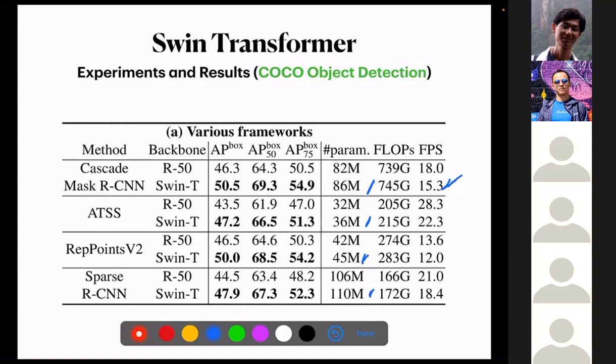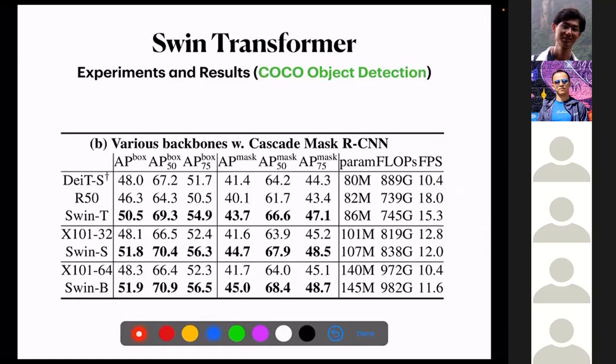Yeah, test. But what if we add several more layers into the ResNet 50 so that we can have a fair comparison? I don't know, let's keep going. The next experiment is using Cascade Mask R-CNN with different backbones. We have DeiT-Small, ResNet, and Swin transformer in one comparison, and Swin transformer outperforms both and gives better FPS than DeiT, the other efficient transformer, but it is slower than ResNet.